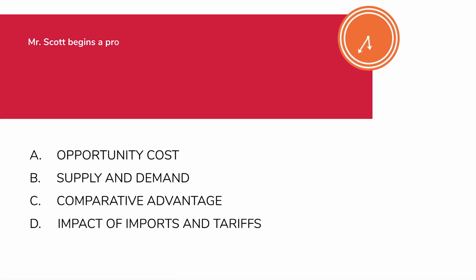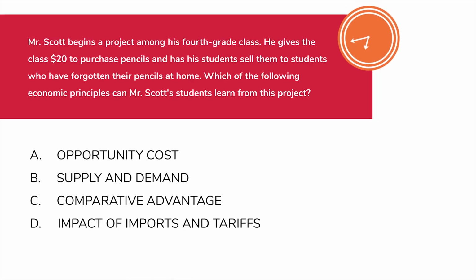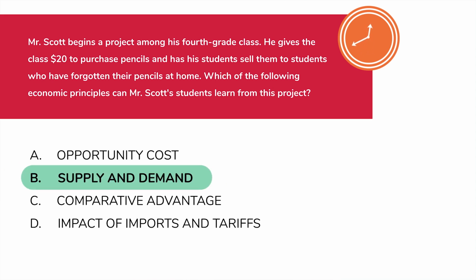Now let's take a look at an economic question. Mr. Scott begins a project among his 4th grade class. He gives the class $20 to purchase pencils and has his students sell them to students who have forgotten their pencils at home. Which of the following economic principles can Mr. Scott's students learn from this project? Mr. Scott is introducing his students to the concept of supply and demand because his students would supply pencils to students that forgot them at home and needed them, or to those who had a demand for the pencils.